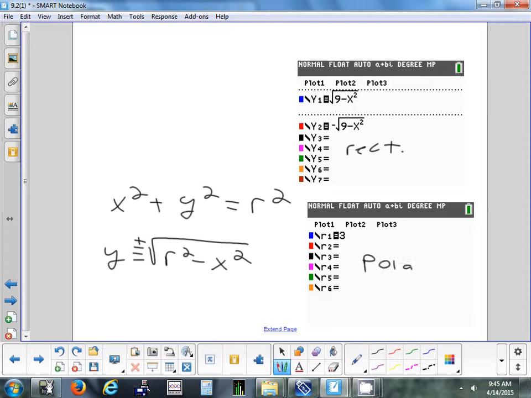polar. Now, what polar is not as useful for is drawing straight lines. Y equals mx plus b, that's the best way to go if you just have to draw straight lines. It's simple, slope, y-intercept, you're good. Polar, it's a little complicated to draw straight lines. But we'll talk about that tomorrow.